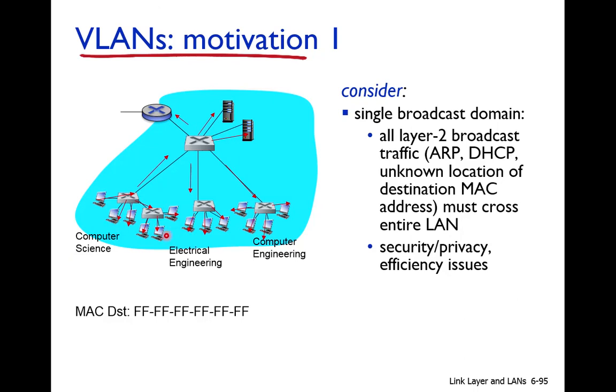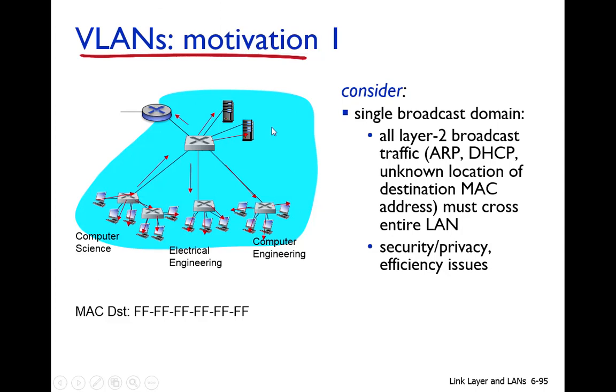Another disadvantage is the security and privacy issue. This is the data traffic from computer science, so it should be contained only in the computer science department. This data should not reach electrical or computer engineering. But if you are using switches, then it can reach, because the packet destination address is broadcast, so it will reach the entire network. So this is the first motivation of VLAN.